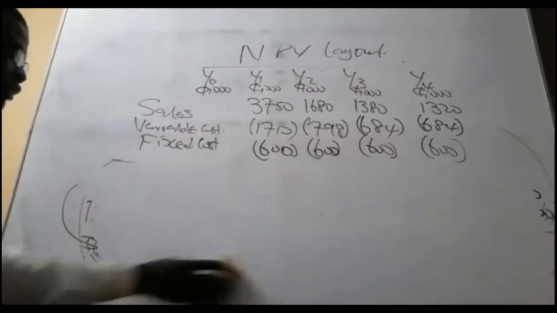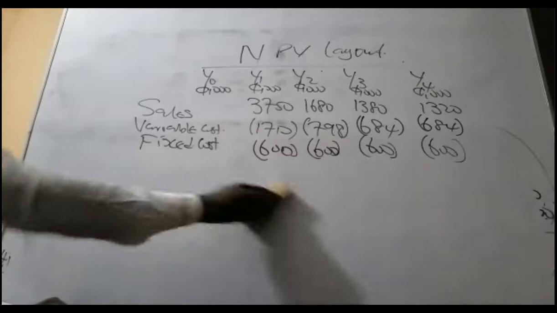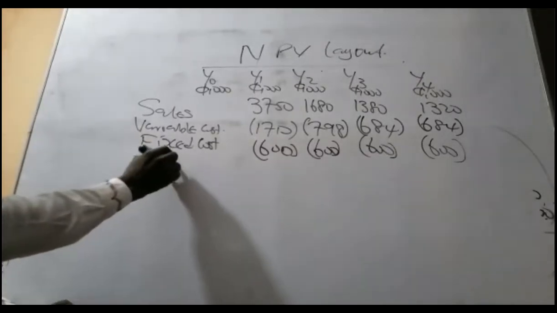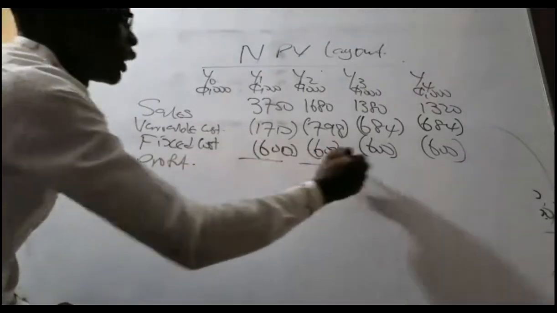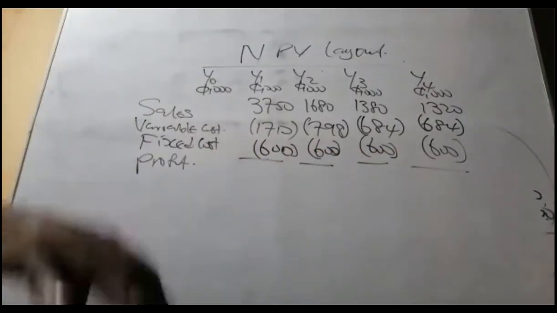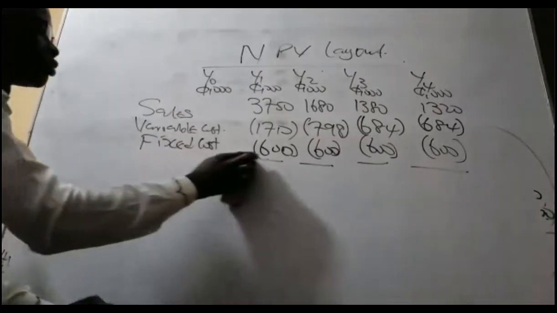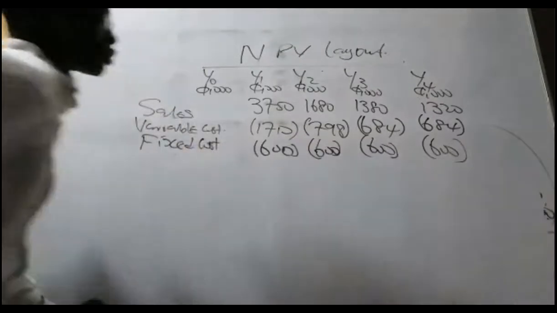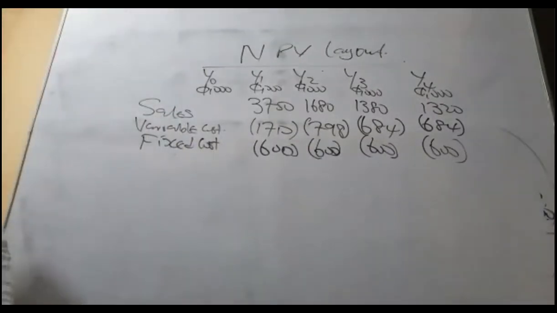Let's go to profit. Everybody, do this question quickly. So profit for the period will be, hey, you're not done. There's another cost in it. Let's go and pick it up.